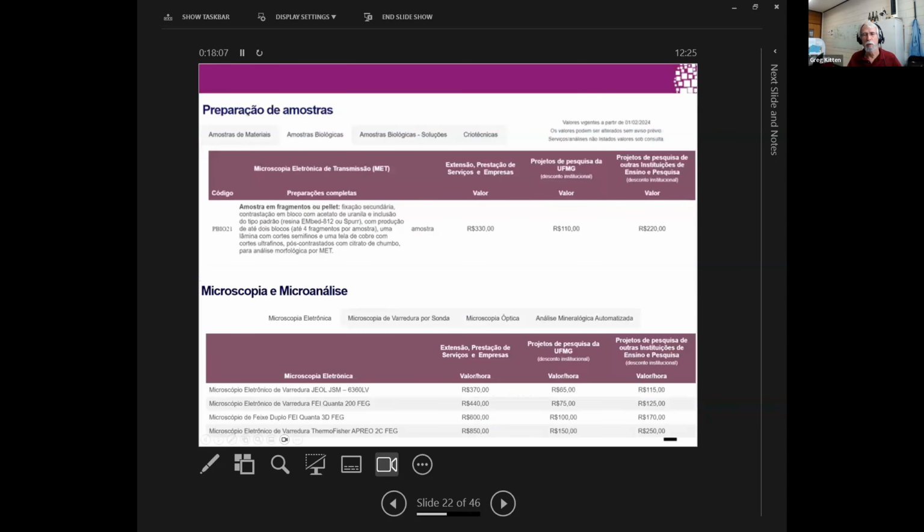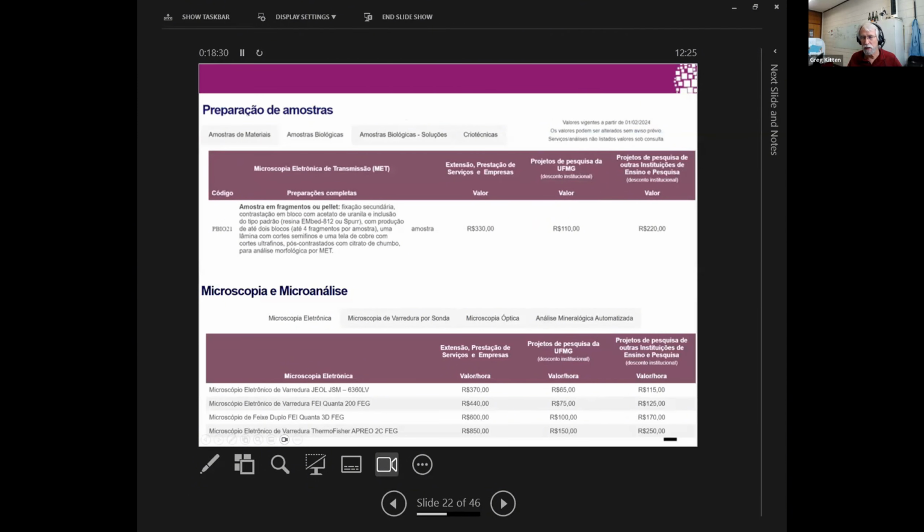Another point I want to show you here is the way that we do this. At the university, you pay one value. Other universities and other institutes of research pay twice the value. And then companies pay a varied value. In this particular case, it's 330, so 3 times the value.